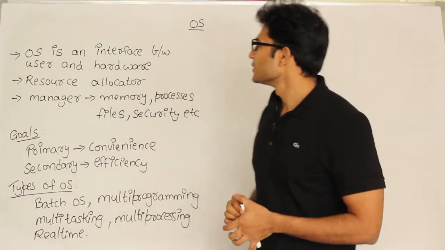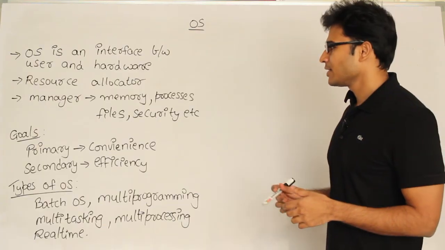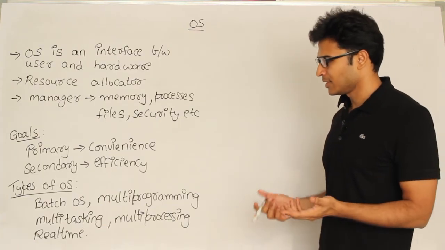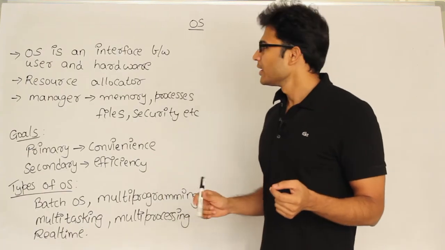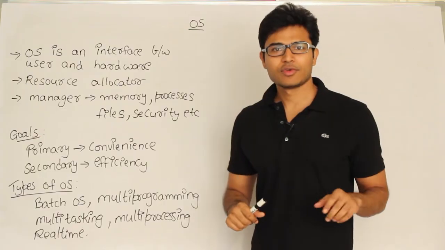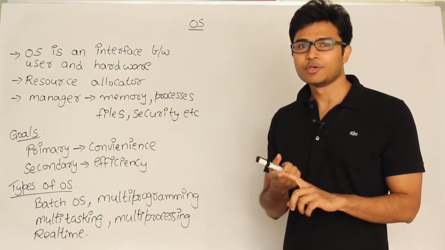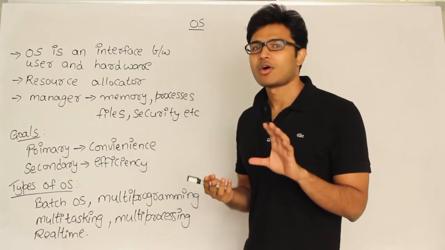Now, this operating system introduction, you can find in every textbook. There is nothing special about it, but still I'll explain a few points. First one is, the operating system is the interface between user and hardware. So we have the hardware, meaning the CPU, memory, printers, all these are called hardware.